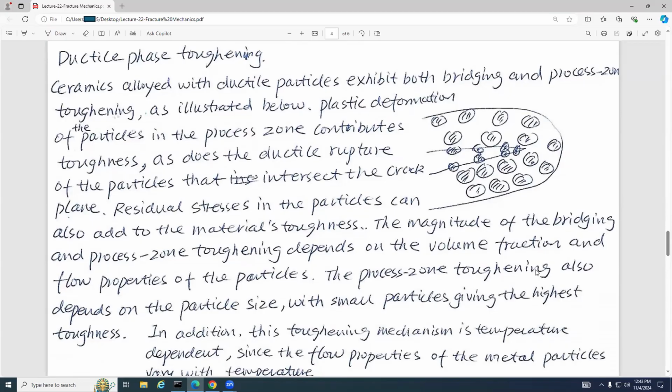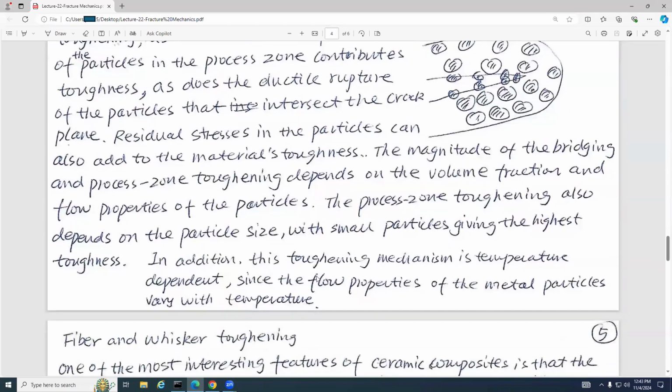The process zone toughening also depends on the particle size, with small particles giving the highest toughness. In addition, this toughening mechanism is temperature dependent, since the flow property of the metal particles varies with temperature. We know that at high temperature, the ductile particles, especially the metal particles, become softer.